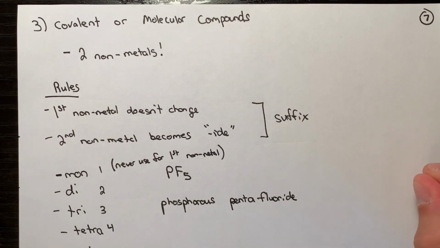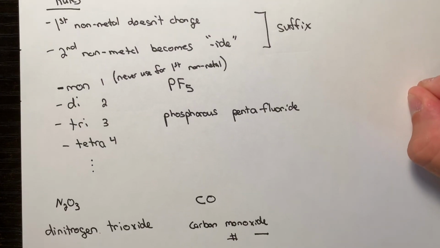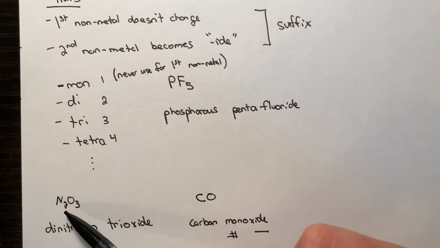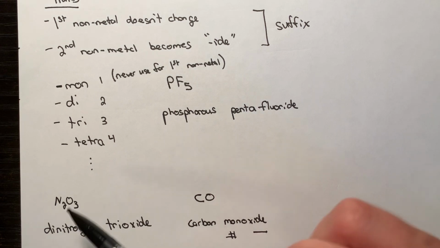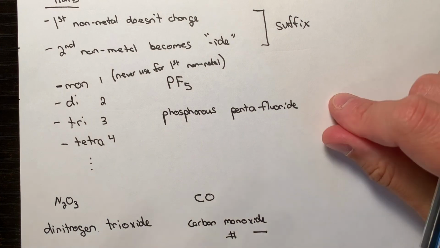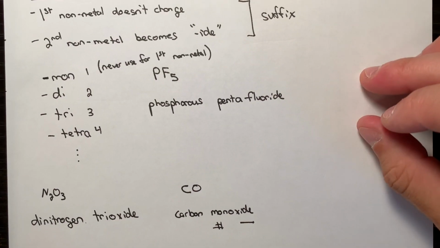Given these next 2 examples here, if we're given N2O3, now we are going to use a prefix because we have more than one atom of that first nonmetal. So we have dinitrogen, again, the name not changing, and then trioxygen. However, that ending of that second nonmetal is going to get changed, so it becomes ide. So dinitrogen trioxide.